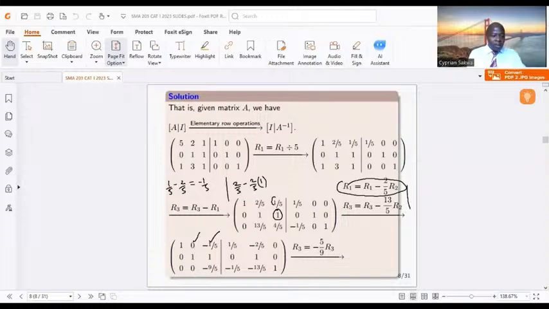Now, let me just delete this so that we go to the next step. The next step, once you've achieved this, because what we wanted was to have a 1 in this position and 0 elsewhere in column 2. Now what follows is to have a 1 in this position and zeros elsewhere in the column. How do I achieve a 1 here? Multiply the entire row 3 by negative 5 out of 9. That will give me a 1 in this position.